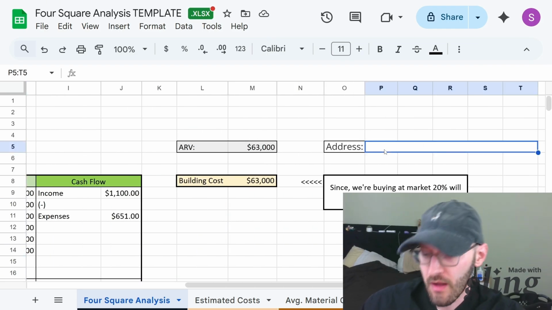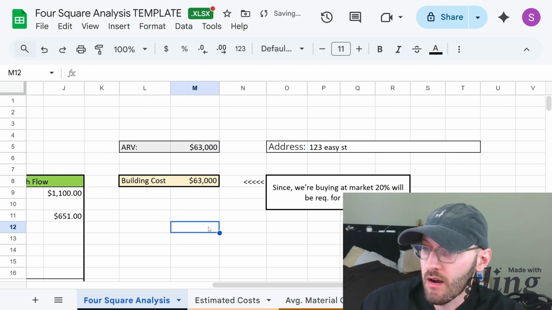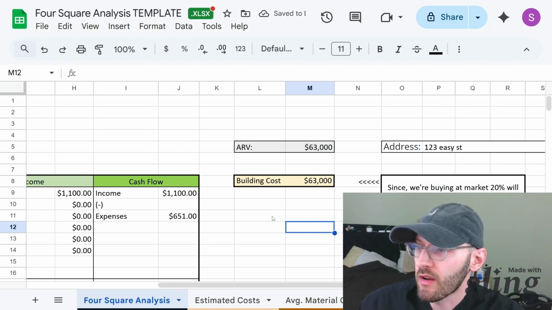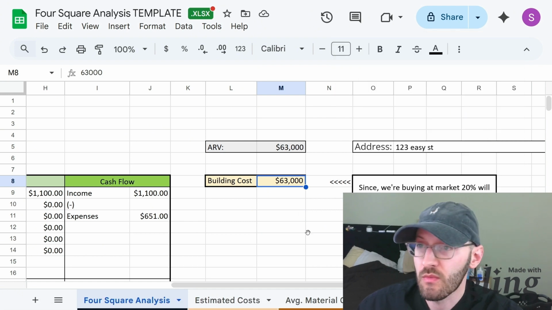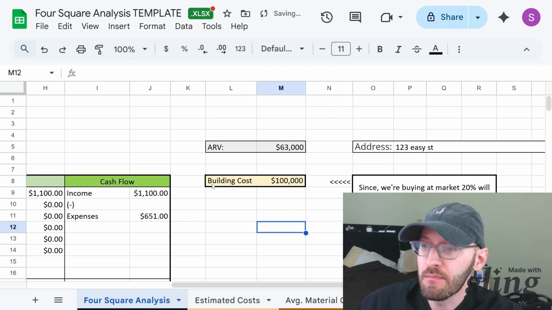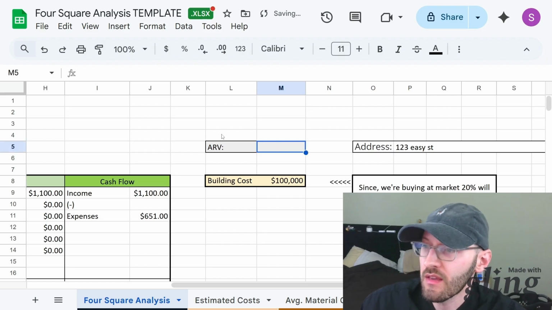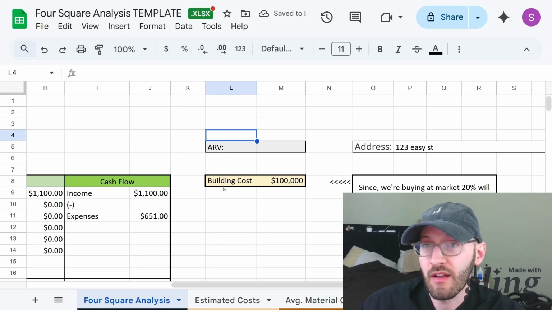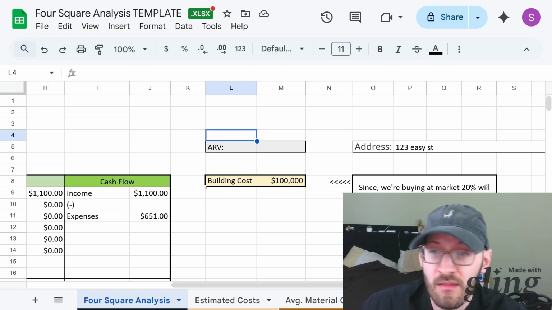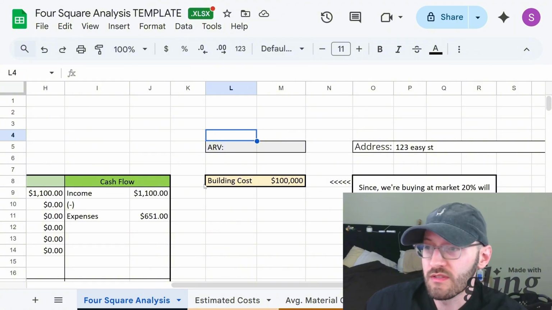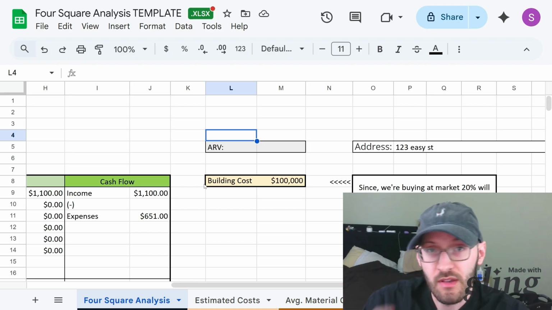So I'm going to put on the address line here, I don't know, 123 Easy Street. All right, and then you might put other data, whatever. We think the building cost, remember, we have a number here that was 100K. That's what they're asking for, so we're going to put the building cost. That means what we're buying it for. We don't know the ARV. ARV stands for after repair value, meaning if this thing were brand spanking new, how much is it going to cost to sell to some first-time home buyer or someone who just wants a home? How much is it going to cost on the market? What's the competitive number? That's what we care about.